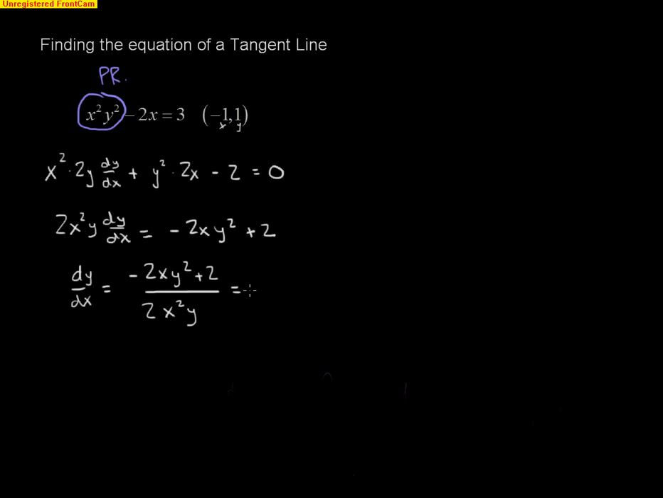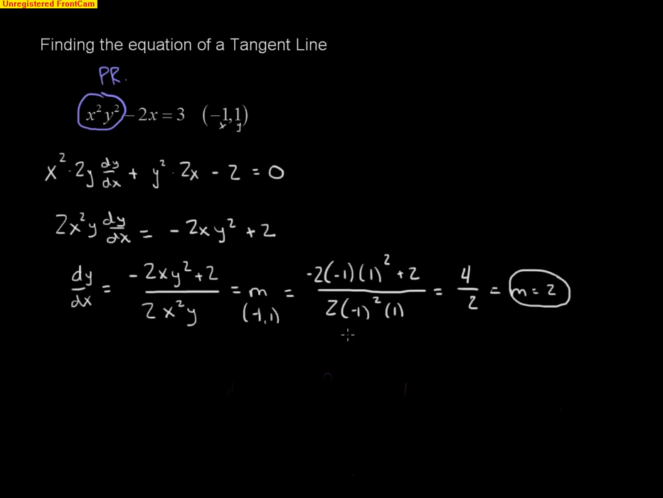Alright, so now to find the slope, I got to use the point negative 1, 1. So plugging that in, I'm going to have negative 2 times negative 1 times 1 squared plus 2, over 2 times negative 1 squared times 1. So what are we going to have here? We're going to have 2 plus 2, that'll give me 4, and 2 on the bottom, so my slope is going to be 2.